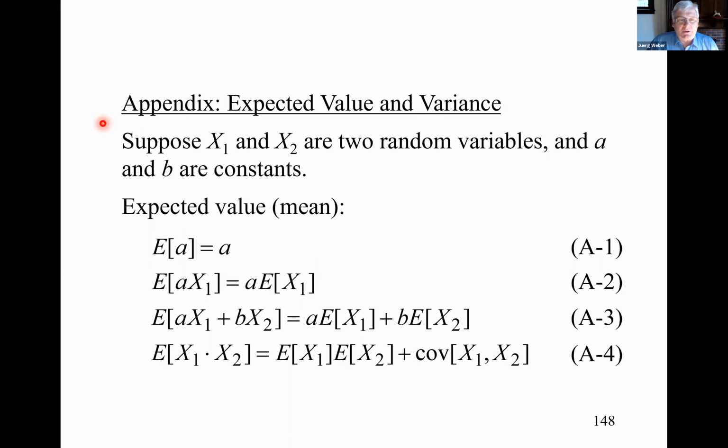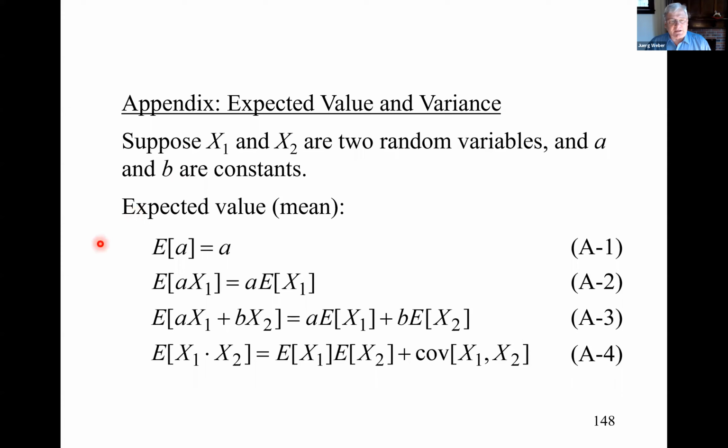Welcome to lecture 14 of Risk Management and Insurance. In this lecture, we will use some rules on expectations that I have put in the appendix. Let's assume we have two random variables, x1 and x2, and two constants, a and b.